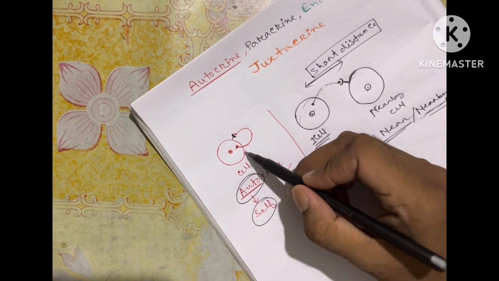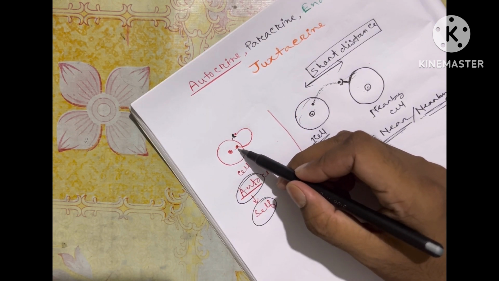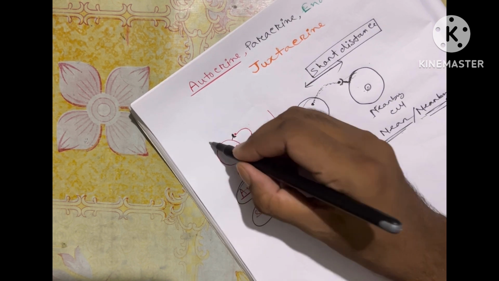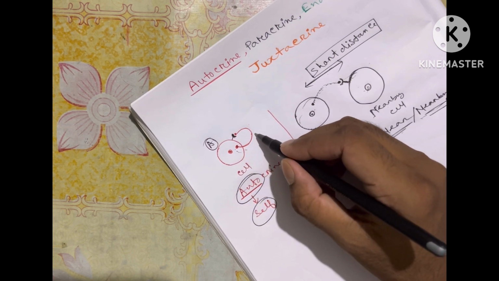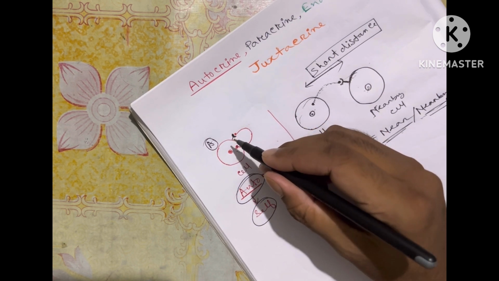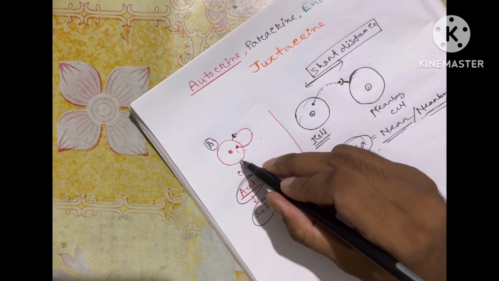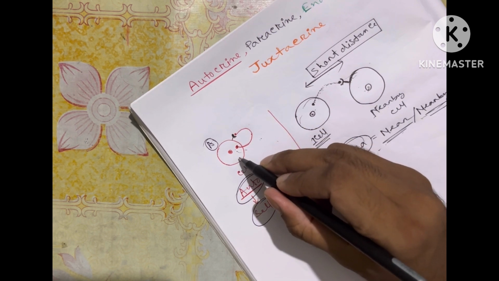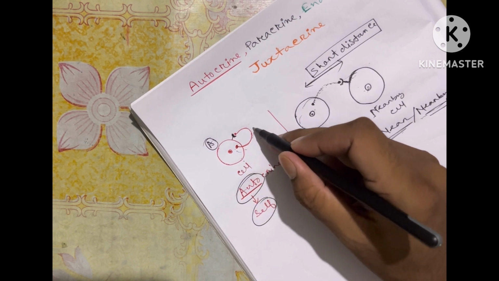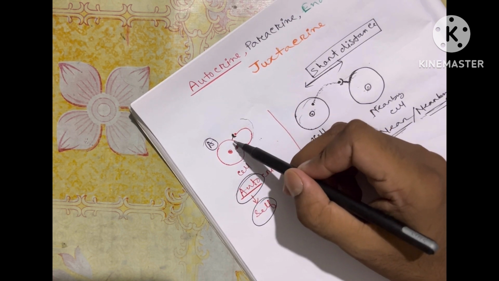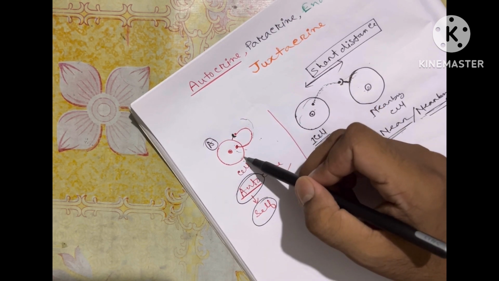Here in case of autocrine, what happens, the signaling molecule is coming from, suppose this is cell A. The signaling molecule is coming from cell A and it is binding on its own receptor. In that case it is called autocrine. The signaling molecule is coming from A and binding upon the cell receptor of A only. That's why when a signaling molecule comes from a cell and binds on the same cell's receptors, then it is called autocrine.